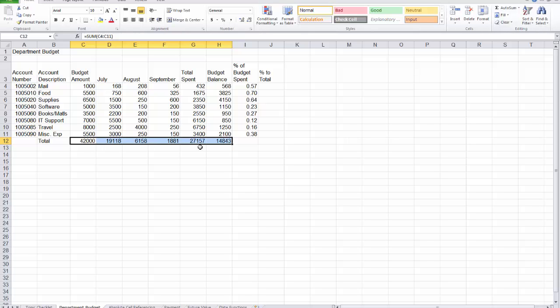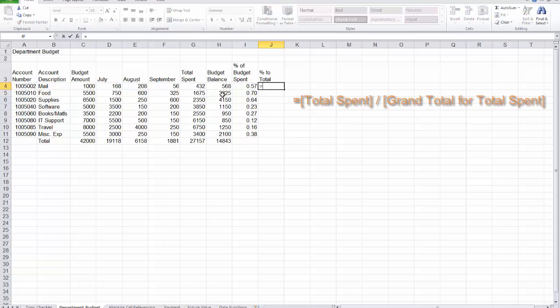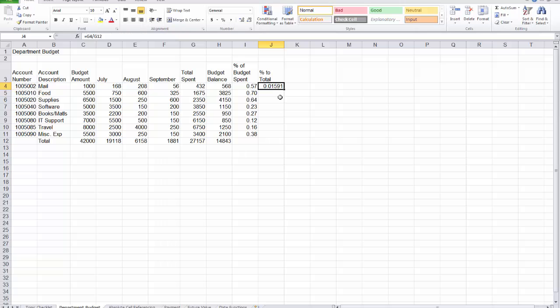Now let's calculate a totals row for the budget amount, July, August, September, total spent, budget balance, AutoSum, and now we have the total for total spent. So we've spent so far $27,157, and we want to know next in column J, how much is that $432 as it relates to the grand total? So we can do simple math equals the 432 in G4 divided by the grand total in G12. And so that is roughly 1.59% or 1.2%.